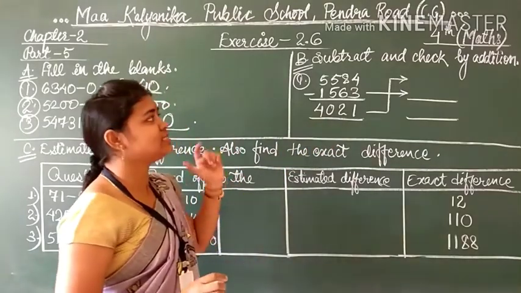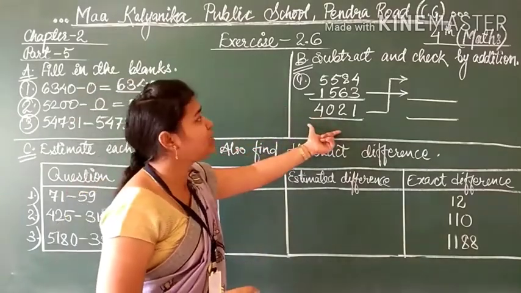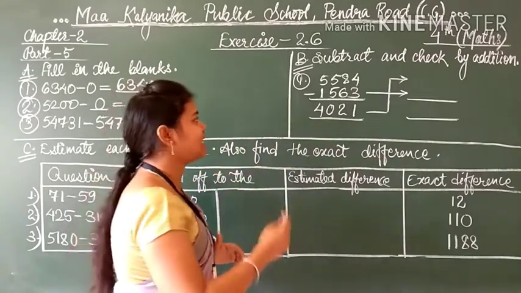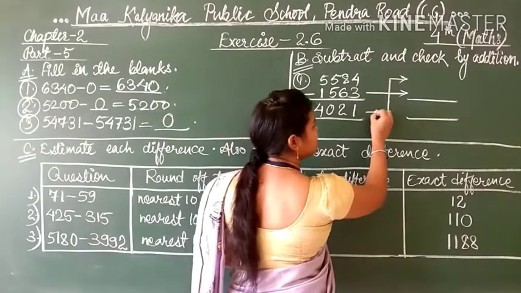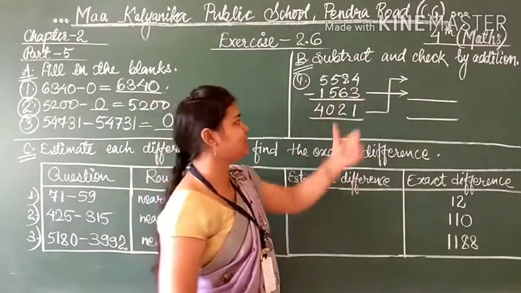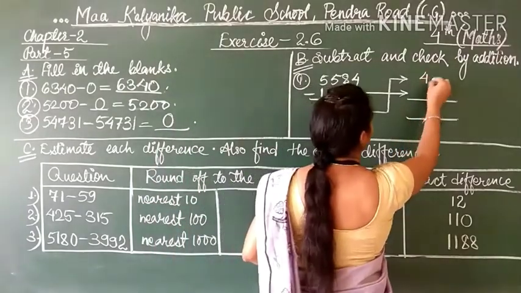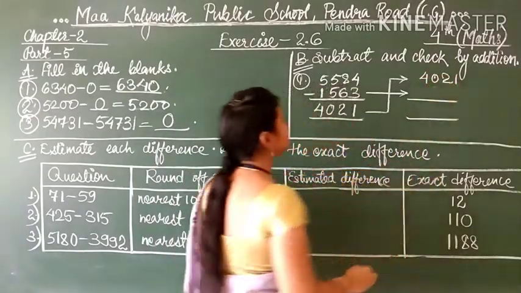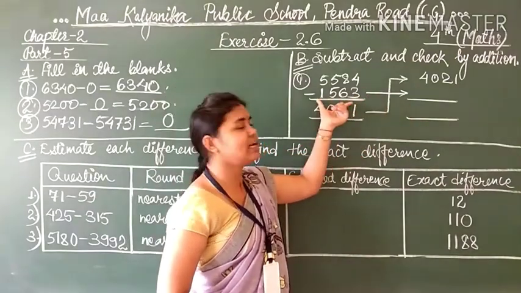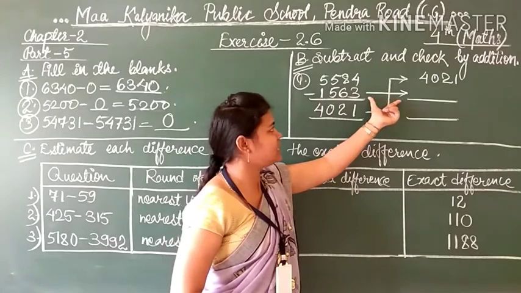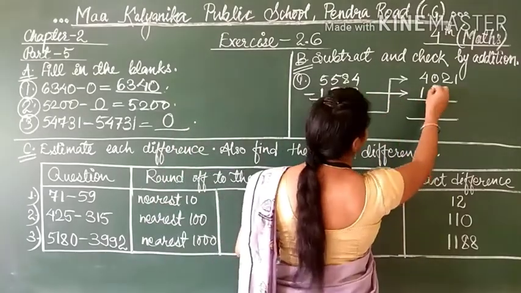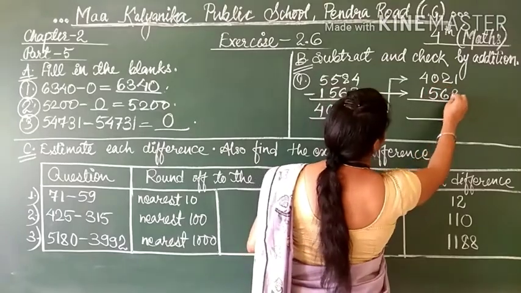So see students, now subtraction is done. Now you have to check the answer by addition. How to check that I'll tell you. See students, this arrow is visible to you. So this answer you have to write at the top first, means 4021. Now second number, which one you have to write? The second number of the given question. See, arrow is straight. So simply you have to write this number 1563.